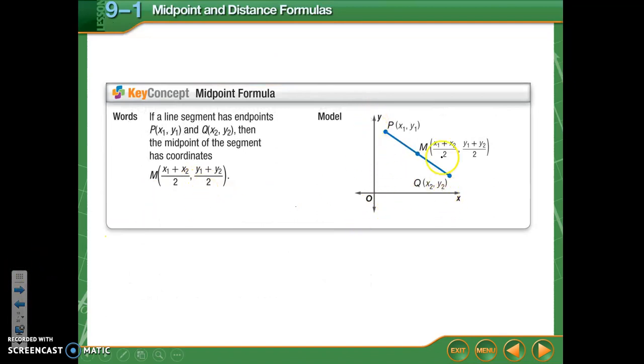If I'm on the coordinate plane, here I have my segment PQ. This is a throwback to geometry, right? The midpoint means that it divides that segment into congruent segments. So for the midpoint, I take the two x coordinates of P and Q and add them together and divide by 2. That's my x value. And to get my y value of the midpoint, I add my y coordinates together, y sub 1 plus y sub 2 over 2.